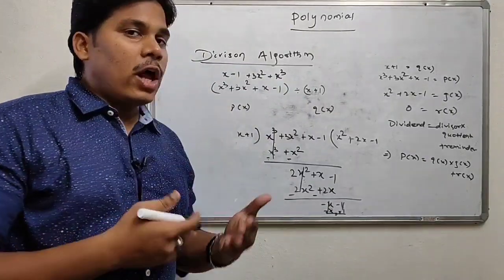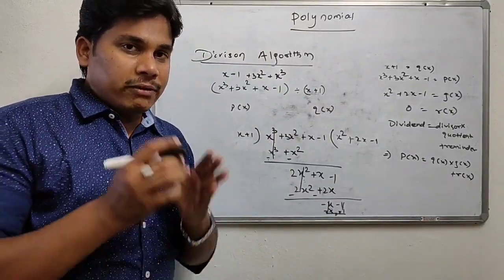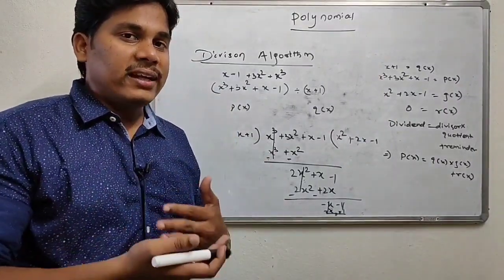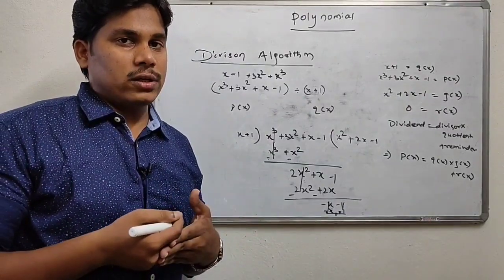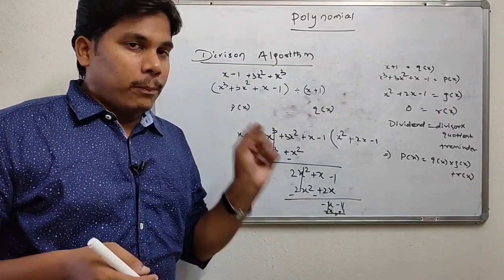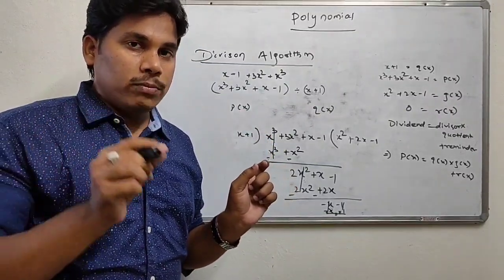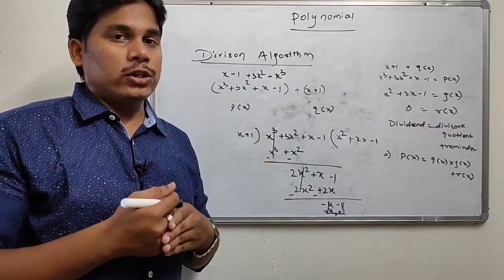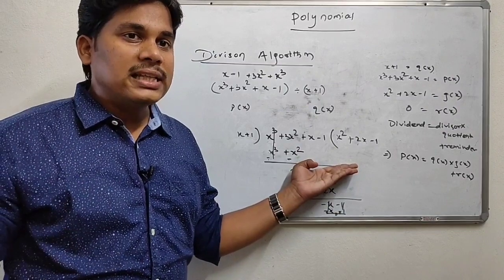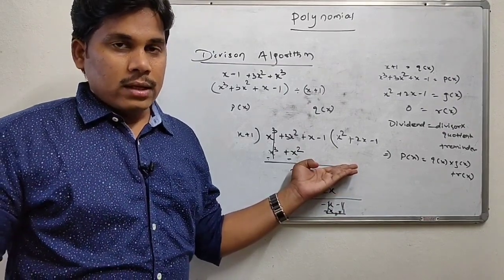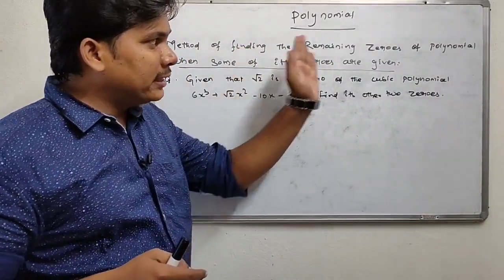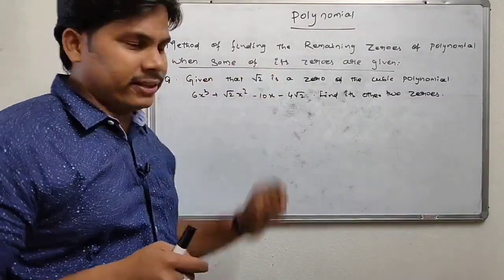Now we will continue: if you know 1 or 2 zeros, how can you find the remaining zeros of a polynomial by using the division algorithm? Now we will proceed for a polynomial. I will say 1 or 2 zeros, and we will find the other zeros using the division algorithm. If necessary, we can use the middle term splitting method also. Now see here the method of finding the remaining zeros of a polynomial when some of its zeros are given.